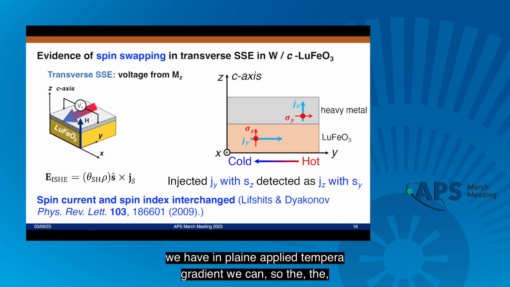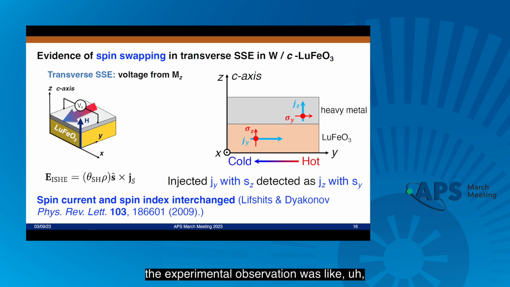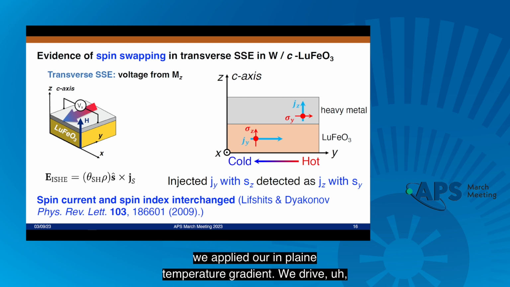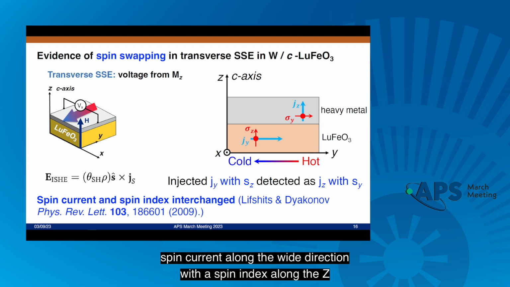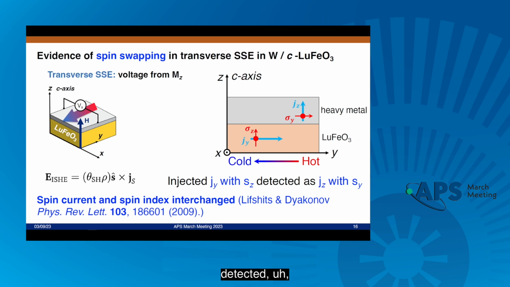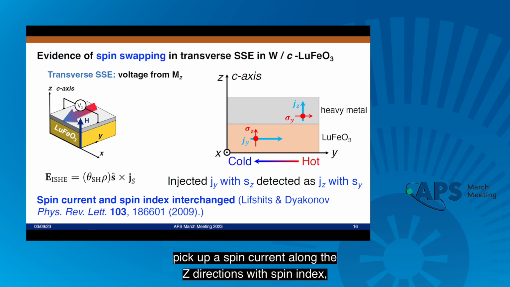The experimental observation was: we apply an in-plane temperature gradient. We drive a spin current along the y direction with a spin index along the z direction. And in the heavy metal layer, we detect a spin current along the z direction with spin index along the y direction. And this is our experimental observation.